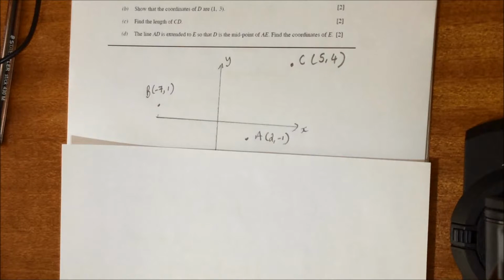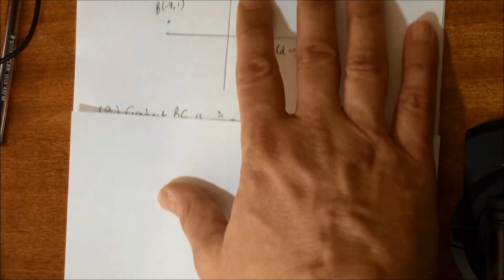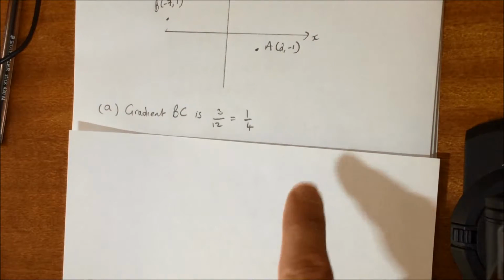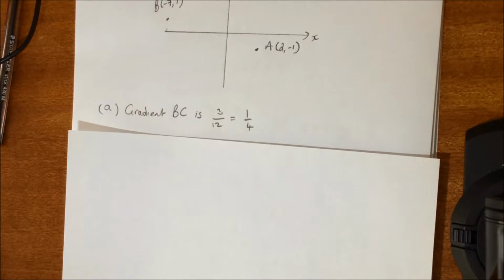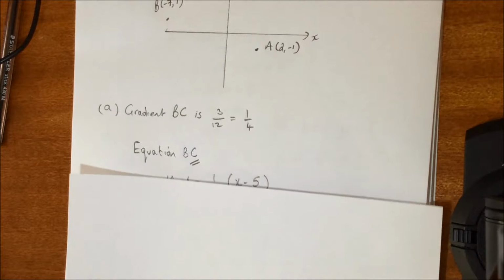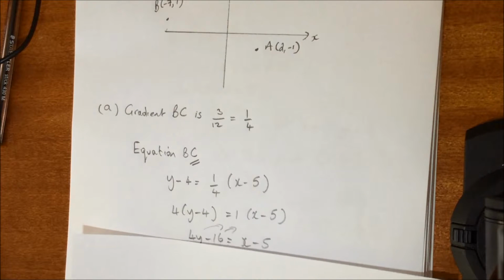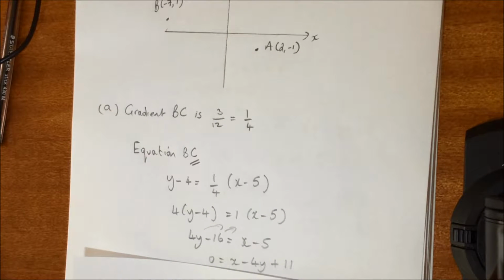The first part says find the equation of line BC. To do that, the first thing I've done is find the gradient of BC. I've either used my formula with the x1s, y1s, etc., or drawn in a right angle triangle. The gradient is 3/12, which simplifies to 1/4. That means I can do the equation of BC by doing y minus y coordinate equals gradient brackets x minus x coordinate, which I can then simplify into what they asked for, which is x minus 4y plus 11.